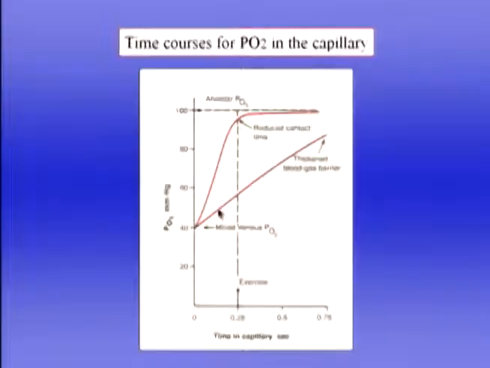Then, of course, the rate of increase will be less and will come up along a line here. And it may be that at the end of the capillary, the PO2 of the end-capillary blood has not reached that of alveolar gas. We call that diffusion limitation, or impaired diffusion. Now, what sort of disease could cause that?